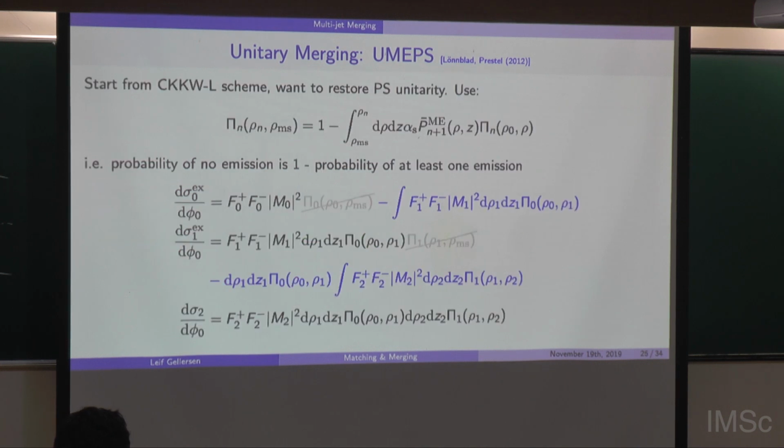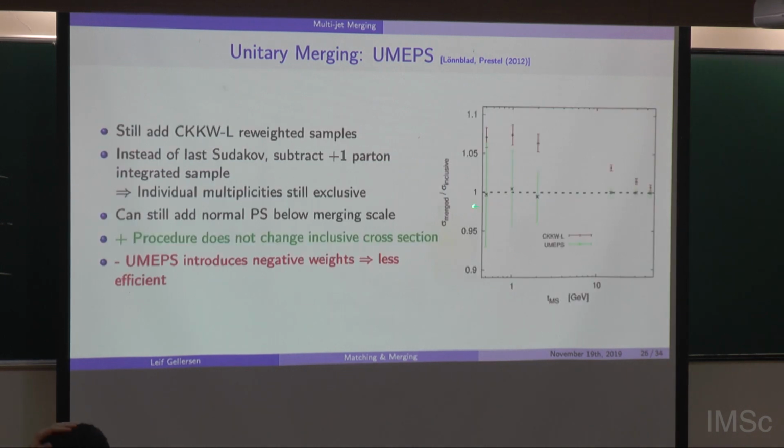So in UMEPS, due to the fact that we have a minus here, what we actually do is we take every second event, integrate it one step using this procedure, and subtract it from our histograms. So there's a huge cancellation in the histograms happening, and the statistical power of our sample is reduced significantly. So for the same number of generated events, this unitary merging will have large statistical uncertainties, whereas CKKWL was quite precise. But on the other hand, we always remain with the correct inclusive cross-section, or at least the inclusive cross-section that the lowest order result gave.